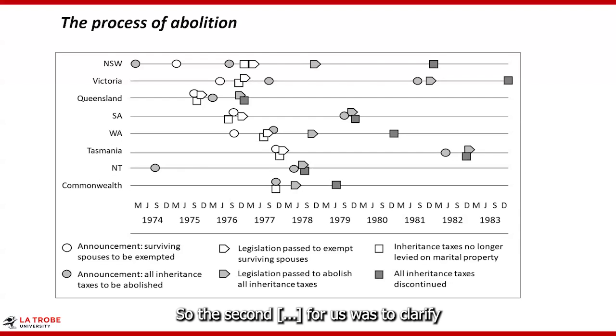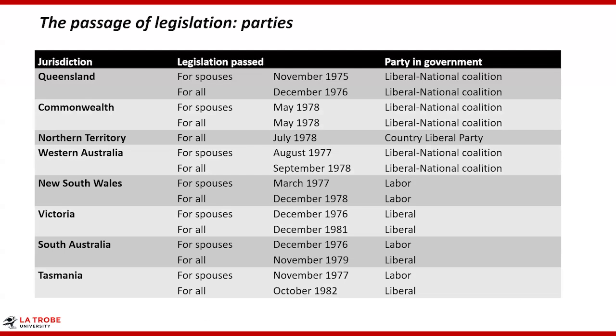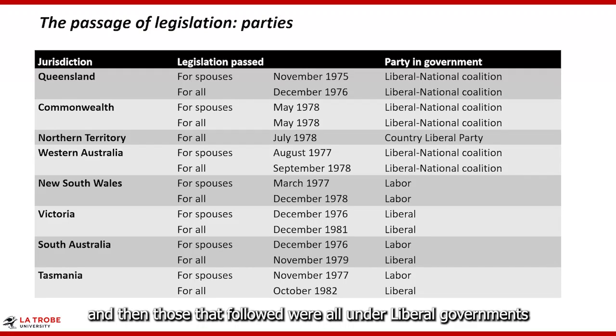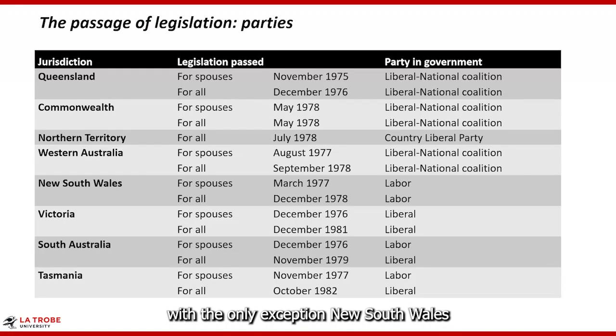So the second preliminary task was to clarify which political parties were in power at the time the legislation was passed. So you can see from this chart that there were very strong patterns at play. The first 4 jurisdictions to abandon completely were under coalition governments or combined party governments. And then those that followed were all under Liberal governments, with the exception of New South Wales. And if I have a bit of time, I'll explain why that particular anomaly happened.